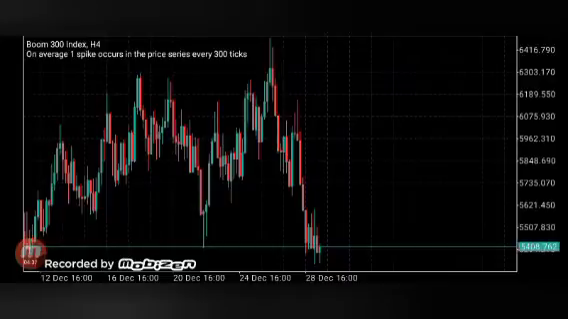Firstly, on this chart, I'm on the Boom 300 index. Remember the higher time frame, I prefer 4-hour charts. So this is the 4-hour chart.